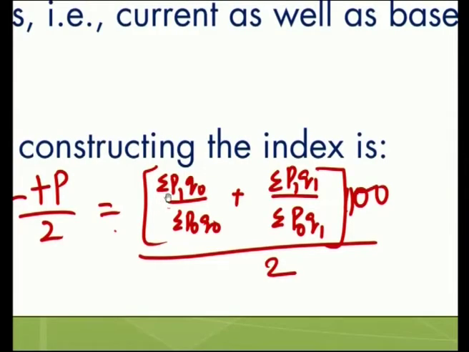This formula, summation P1 Q naught by summation P0 Q naught into 100, is the price index by Laspeyres method, and summation P1 Q1 by summation P0 Q1 into 100 is the formula by Paasche method. So, both the formulas are added and then divided by 2. So, Drobisch and Bowley calculated the price index by taking the average of these two methods.